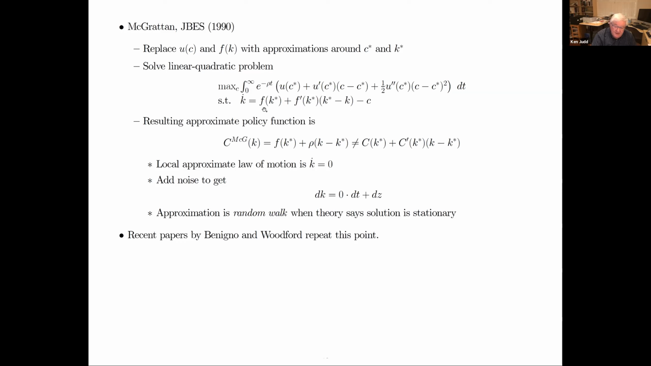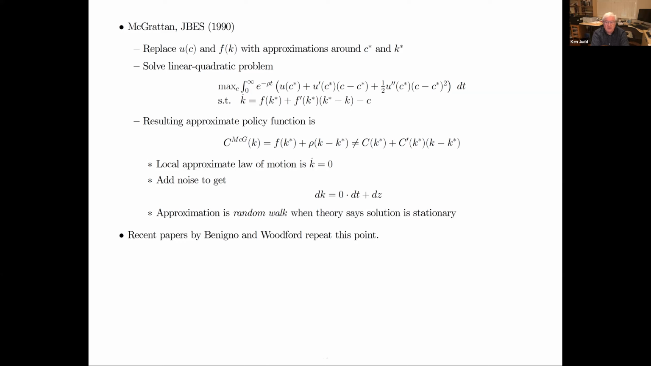Here, K dot is f of k minus c. We'll replace f of k with a linear approximation, and then you end up with a resulting approximate policy function. Now, though, the problem in her case is that it's wrong. Basically, the McGrattan procedure, if you applied it in general, would give you bad results.